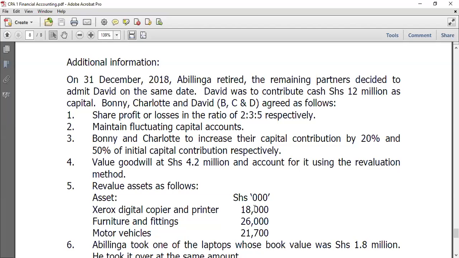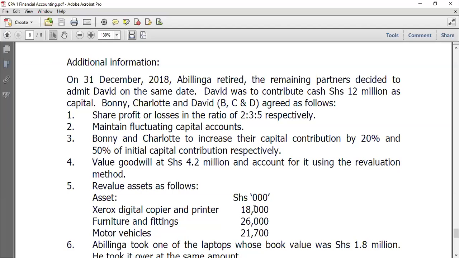Revaluation has a normal credit balance, and what happens is that when you're revaluing an asset that is increasing in its value, basically what we do is we debit the asset value, because we know that when assets are increasing, we actually debit them. So we debit the asset value and credit the revaluation account.